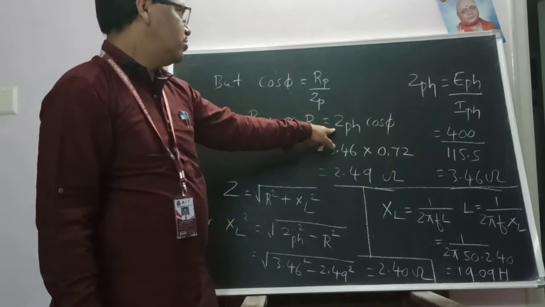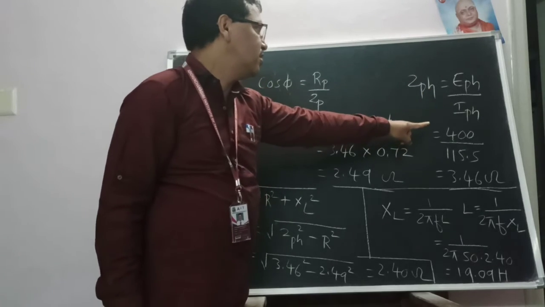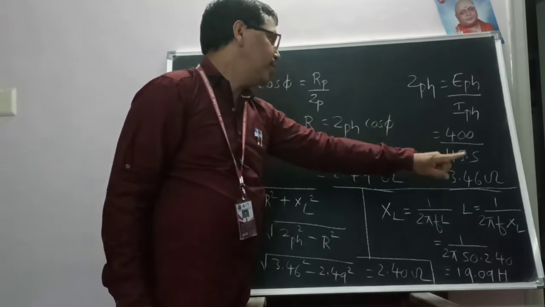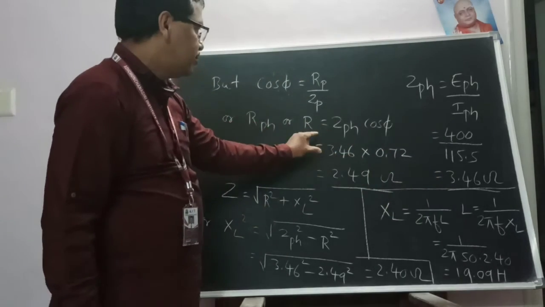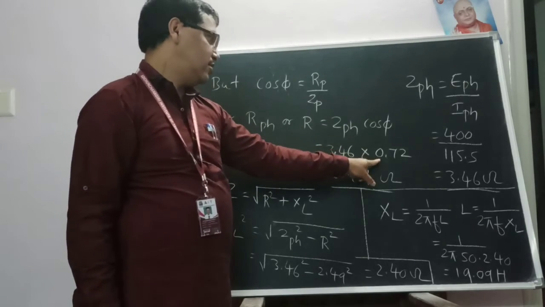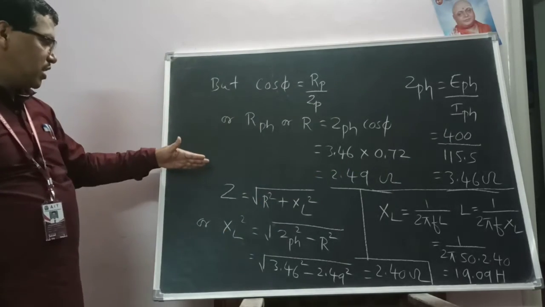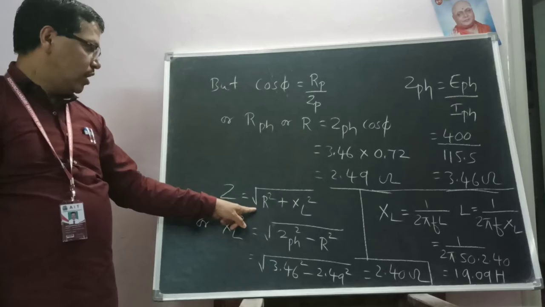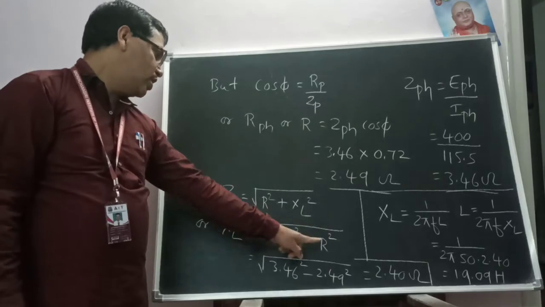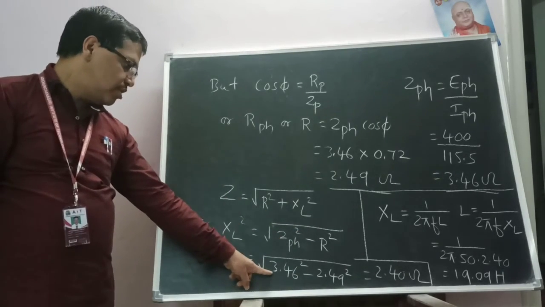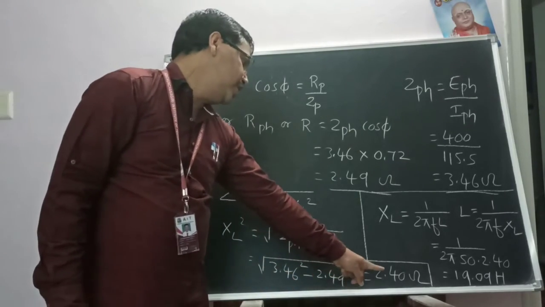The value of Z phase: we already know from the earlier equations that Z phase is equal to E phase divided by I phase. E phase is 400, I phase is 115.5, and the answer is 3.46 ohms. Substituting this Z phase of 3.46 ohms, 3.46 into cos phi 0.72, the value of R is 2.49 ohms. Then we use the impedance Z is equal to root of R square plus XL square, or XL is equal to root of Z phase square minus R square. Substituting 3.46 square minus 2.49 square, the answer is 2.40 ohms.